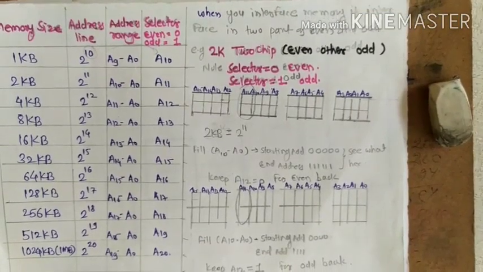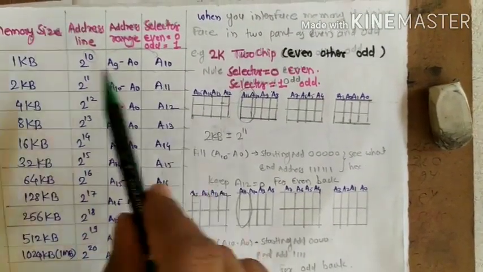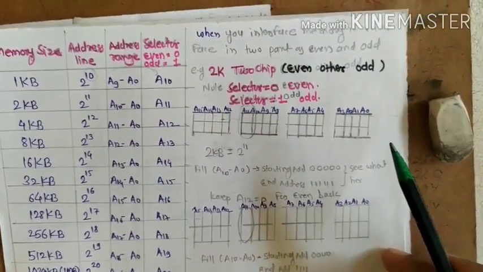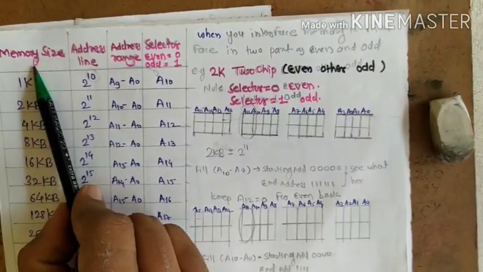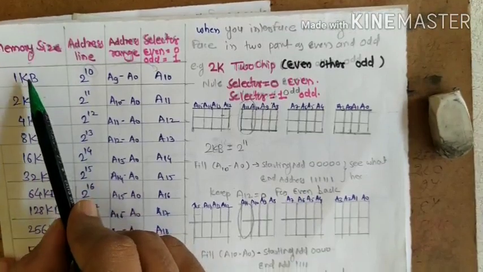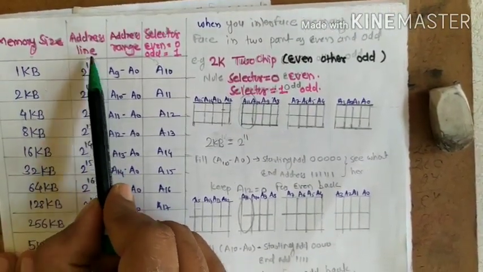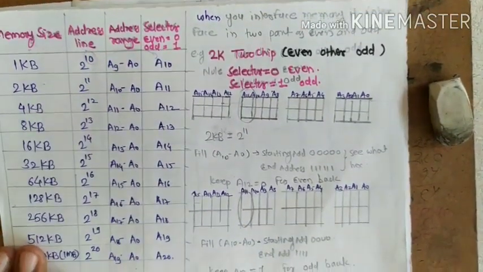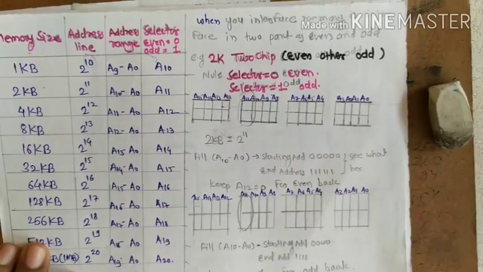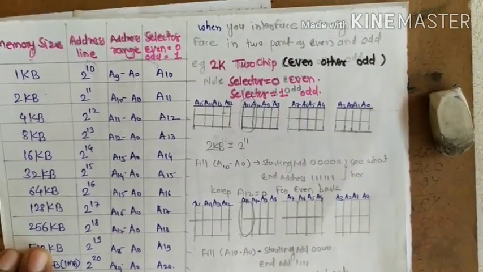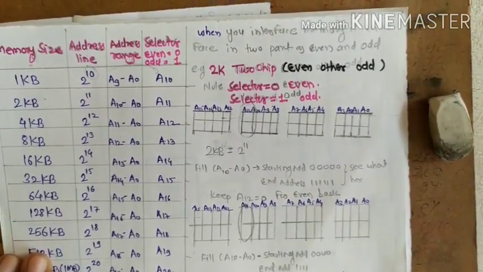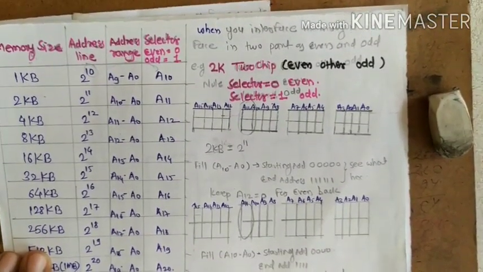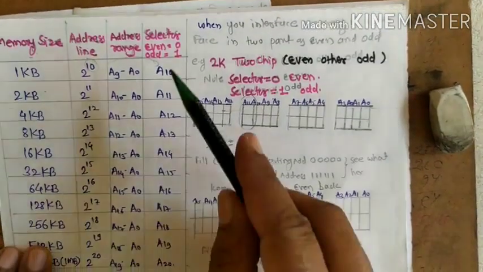After solving assignment number 1, try to understand this table. We already conducted this table in our class. First try to understand the memory size, then for a particular memory size the required number of address lines. After that, try to understand the addressing range. Addressing range means, for a particular memory, the particular address lines we use from the 8051.